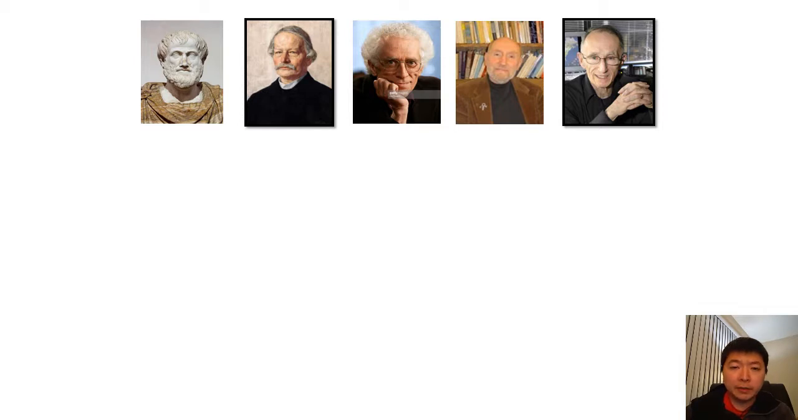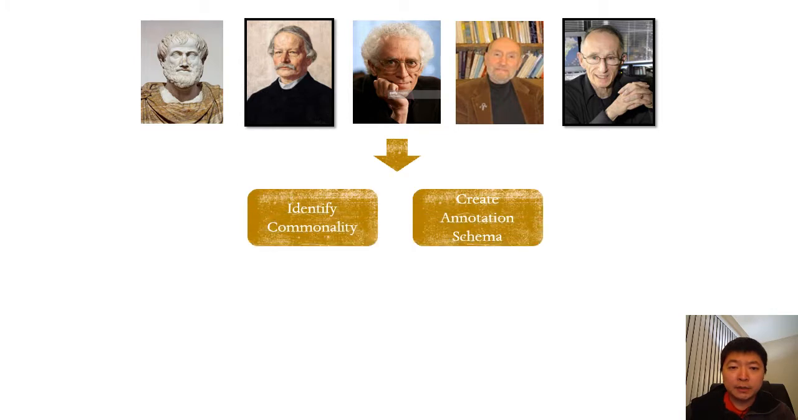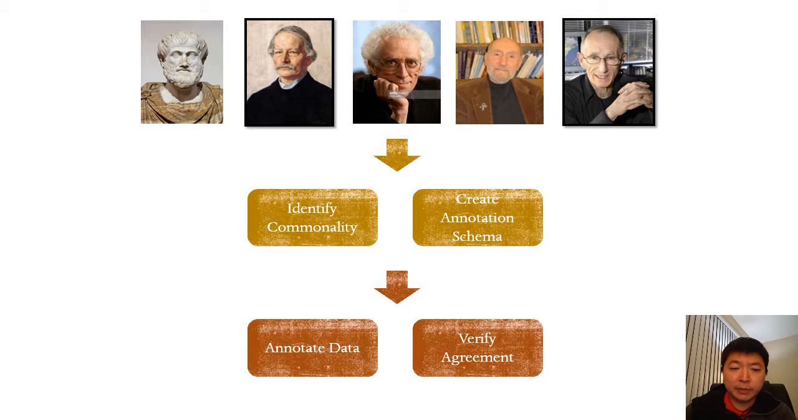Therefore, my goal in this paper is to ignore some of those details and try to identify the commonality between those theories, which help us create annotation schemas that we can use to annotate stories. In this paper, we annotate 360 stories. Most of them are short stories and personal anecdotes. And we also report the interreader agreement from the annotation.